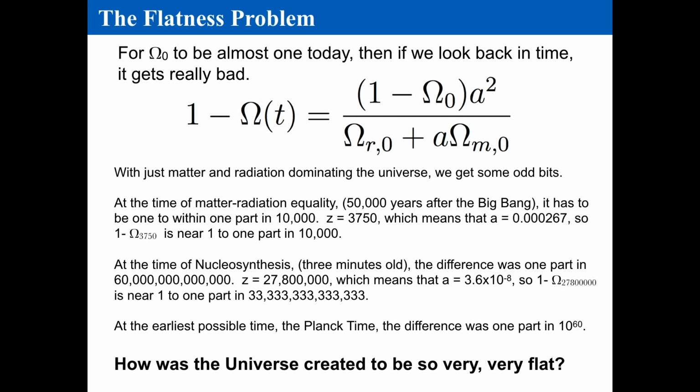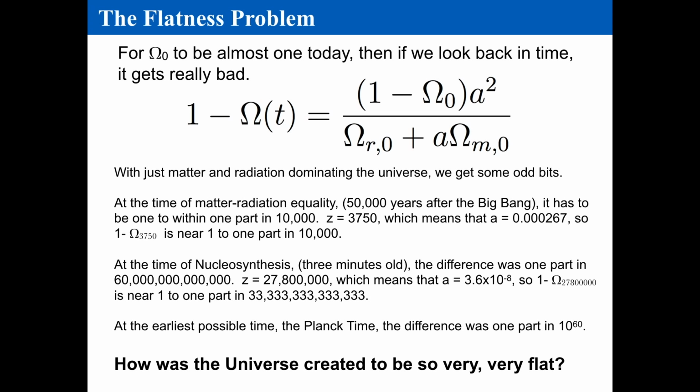If we go back to the time when radiation and matter had equal amounts of energy density, which is about 50,000 years after the Big Bang, then omega sub t has to be 1 to within 1 part in 10,000. That's a redshift Z of 3750, where the scale factor is really tiny, about three hundredths of 1%. So that's roughly 1 in 10,000.